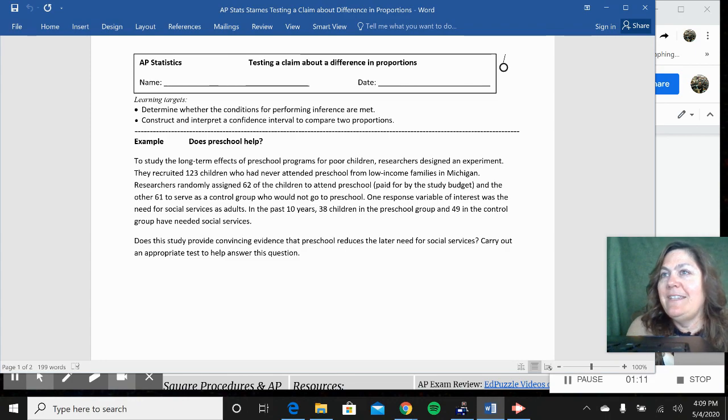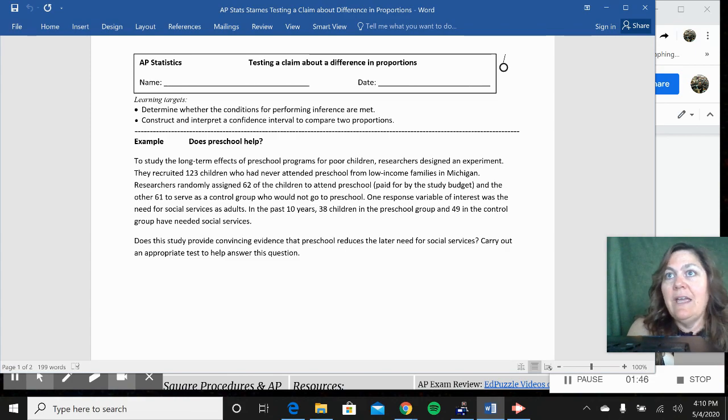So it just says here, one of the response variables that they looked at was their need then for social services later on in life as adults. So in the past 10 years, 38 children that were in the preschool group and 49 in the control group have needed social services. So the question here is, does this study provide convincing, statistically significant evidence that preschool reduces the later need for social services? So it's asking you to carry out the appropriate test to answer this question.